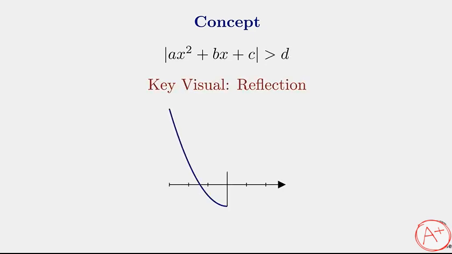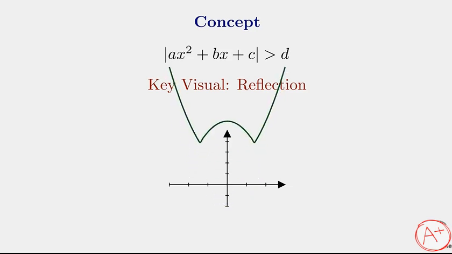Finally, we address quadratic modulus inequalities. These involve expressions like the modulus of ax squared plus bx plus c is greater than d. The graph of a modulus quadratic is a standard parabola where any part below the x-axis is reflected upwards. This creates a W-like shape.